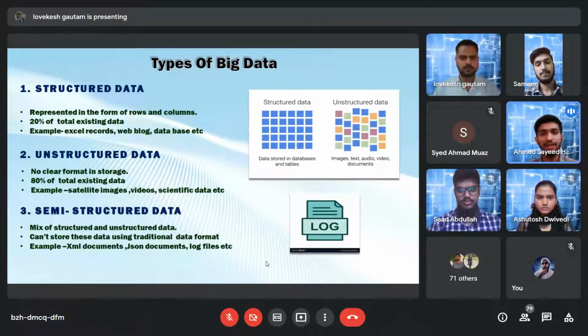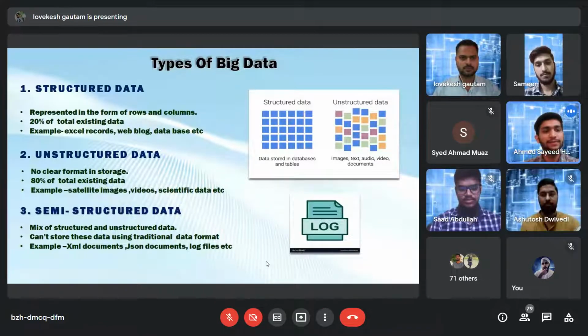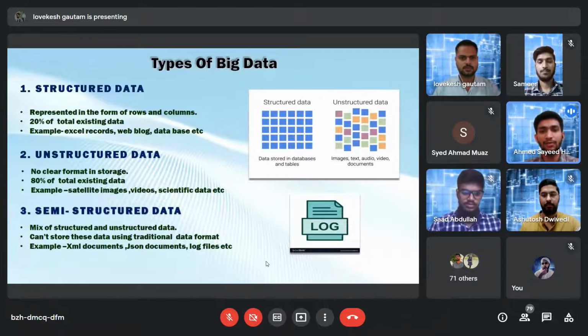Now I will explain types of big data. Big data is categorized into three different types. First is structured data. This type of data can be represented in the form of rows and columns, and it is stored in order. Nowadays, 20% of total existing data consists of structured data. Some examples are Excel records, web logs, database, etc.